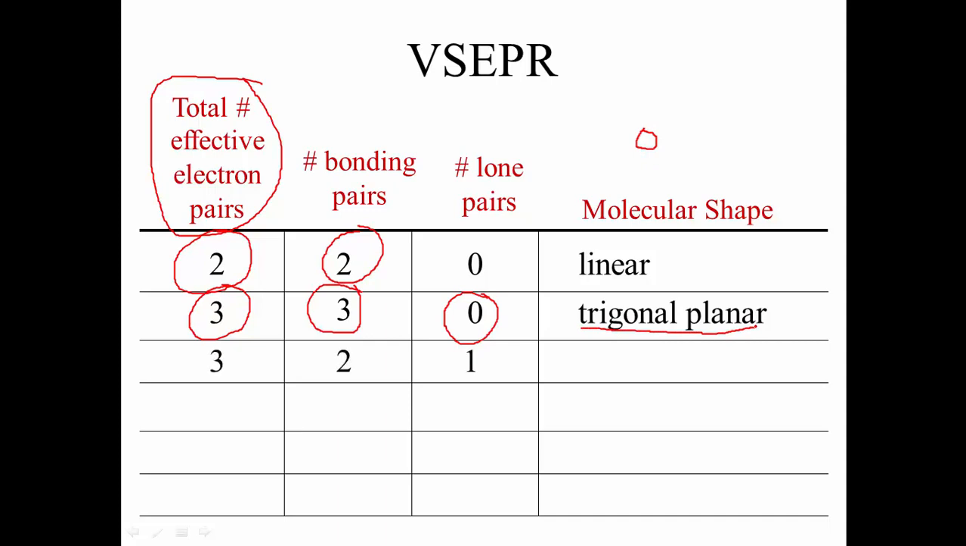If you have 3 effective pairs around the central atom, and they're all bonding pairs, then you're going to have trigonal planar. If one of them is a non-bonding pair and a lone pair, then this structure is going to be bent. The name of your molecular shape comes from the atoms that are bonded on them. 4 with no lone pairs will be tetrahedral.